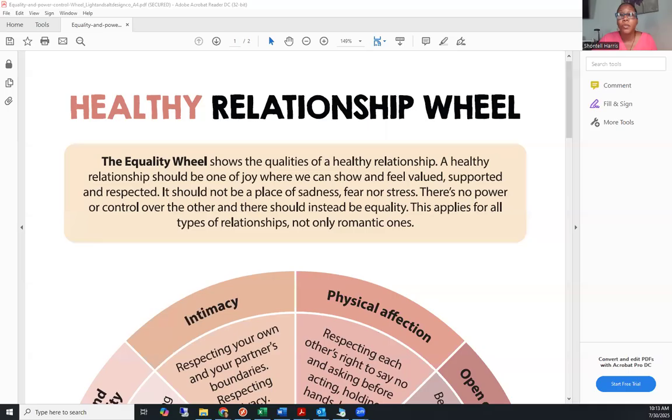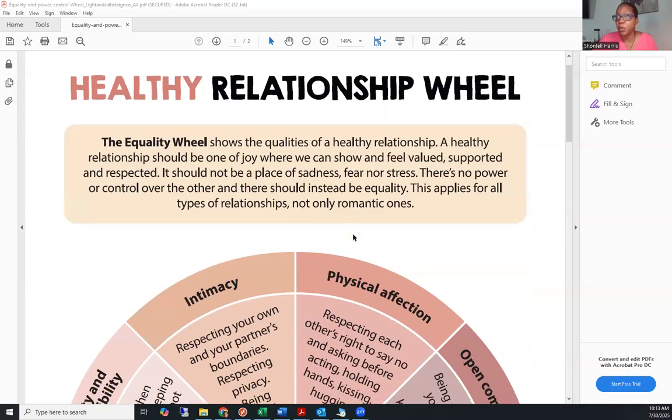So what I'm going to show you is we have this wheel called the equality wheel. And the equality wheel shows the difference between a healthy relationship and an unhealthy relationship. So here it is, the healthy relationship wheel. The equality wheel shows the qualities of a healthy relationship.